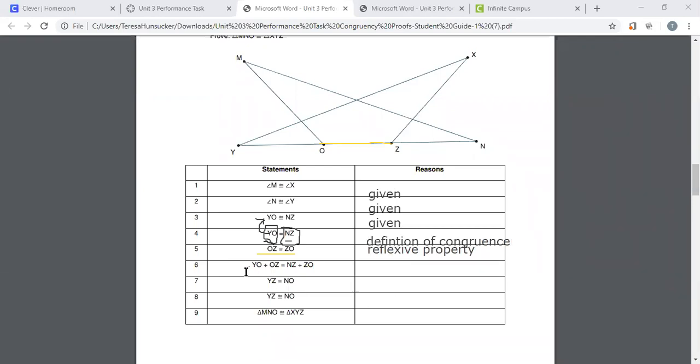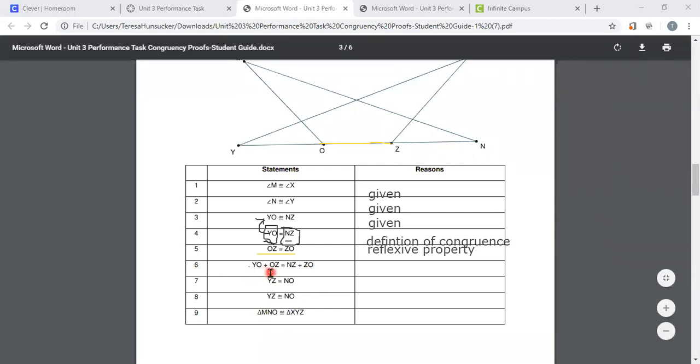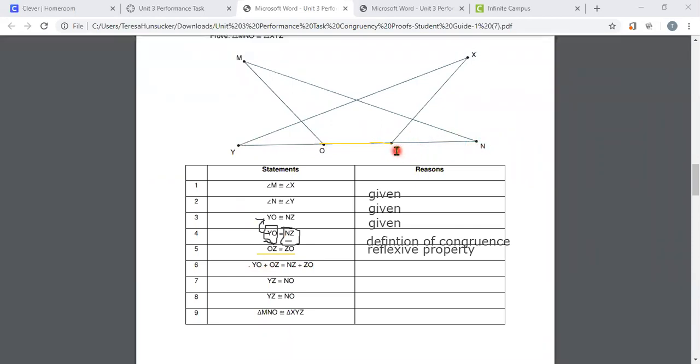Now, let's take a look at statement 6. It does say that YO plus OZ. Remember I talked about segment addition? We're adding YO's length to OZ's length, and we get the total length. The sum of the parts equals the whole. One part is YO, the other is OZ. Add those two lengths together, you get the total length of YZ. And you can do it for the triangle on the left. NZ is one part of NO. OZ is the second length. If you add the length of OZ and NZ, you get the whole length NO.